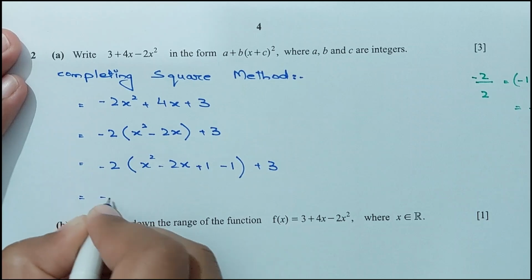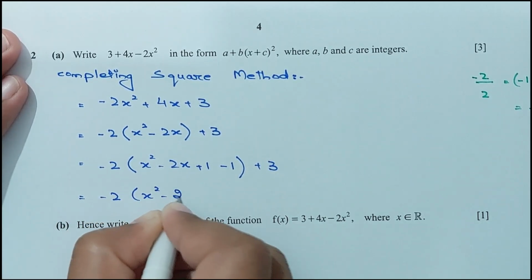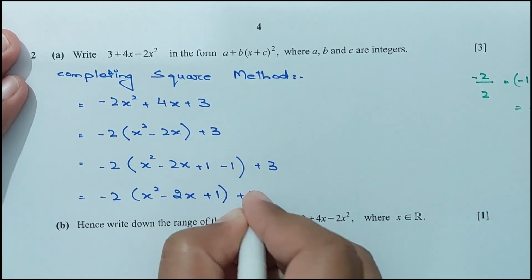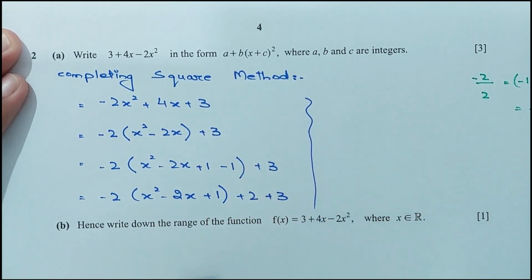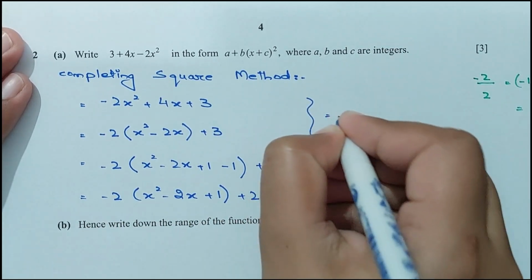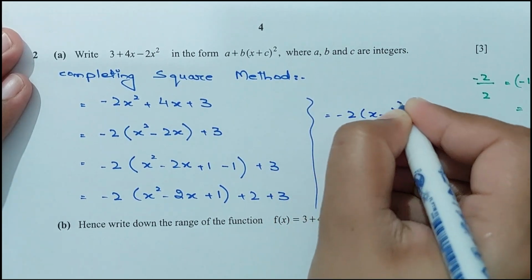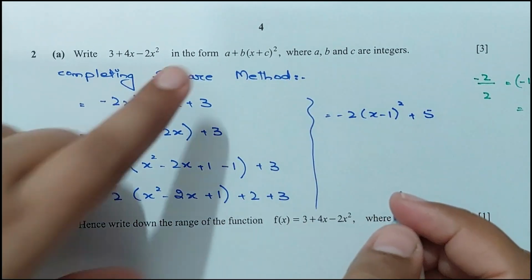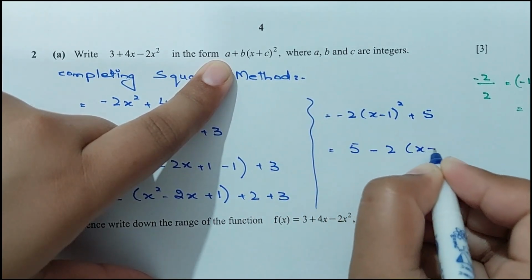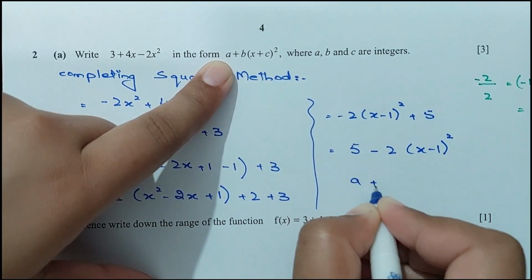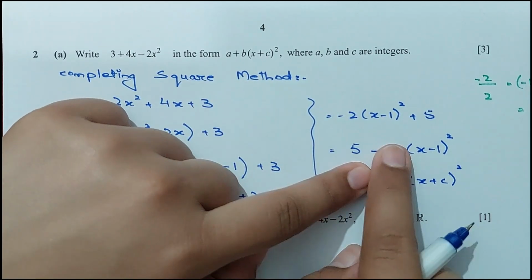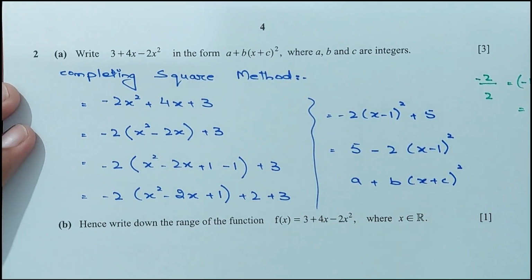Alright, now in the next step, we combine the first three terms, x square minus 2x plus 1, and shift the third term outside. Minus 2 times minus 1 would be plus 2, and plus 3. Okay, now this square is complete. X square minus 2x plus 1 is x minus 1 whole square. This is minus 2 times x minus 1 whole square plus 5. Let me write this in the form a plus b into x plus c whole square: 5 minus 2 into x minus 1 whole square, where a is 5, b is minus 2, c is minus 1. All three are integers.